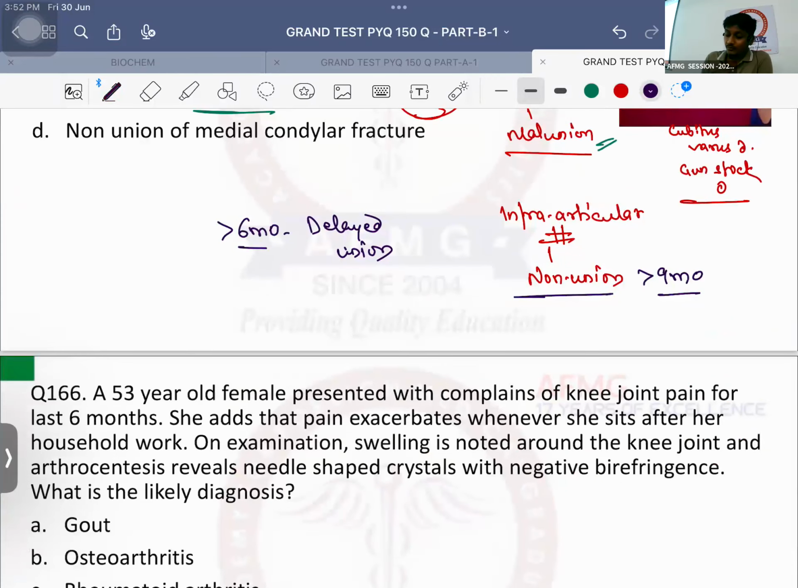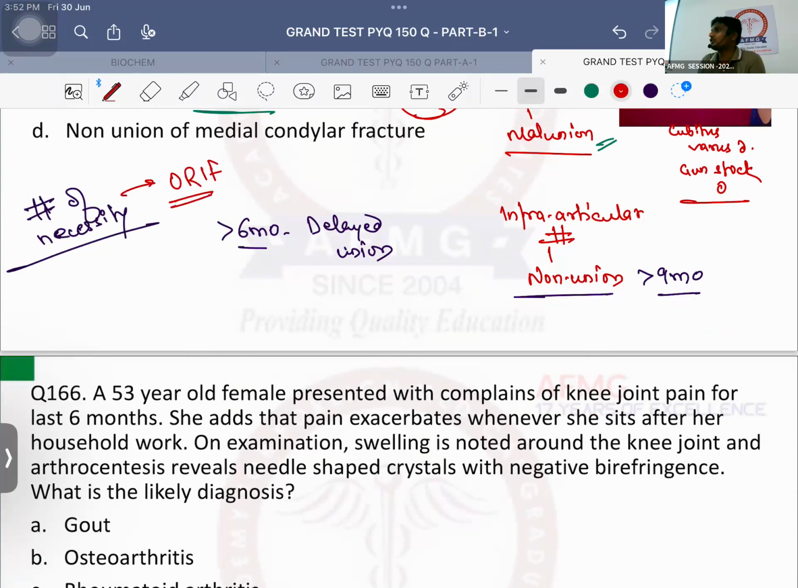Dr. Mukul would have told you. Fractures of necessity. All the intra-articular fractures. Fractures of necessity matlab the fractures which will require management always and always by open reduction and internal fixation. Closed reduction cannot be done for fractures of necessity. Jaldi say first are intra-articular fracture.